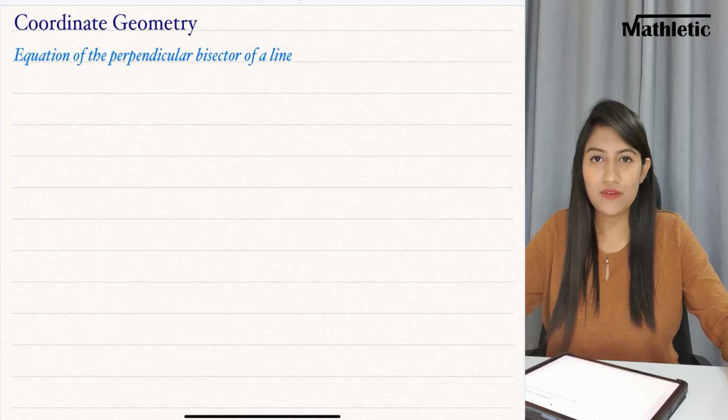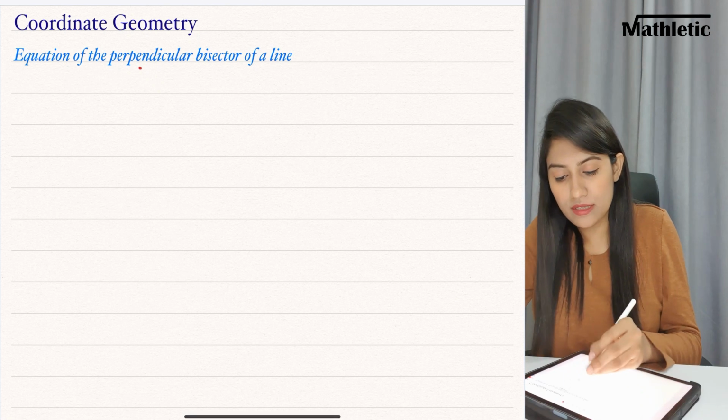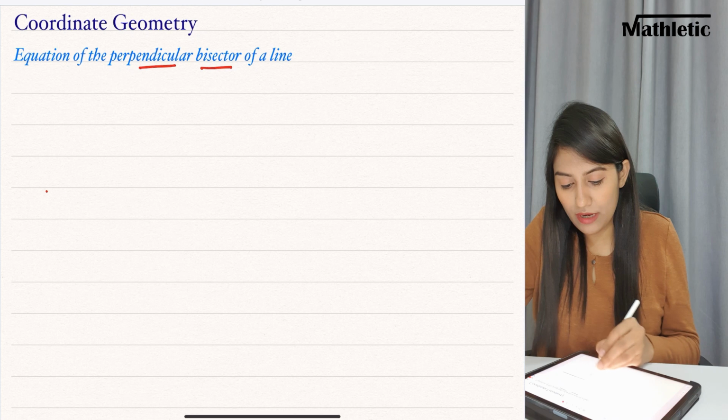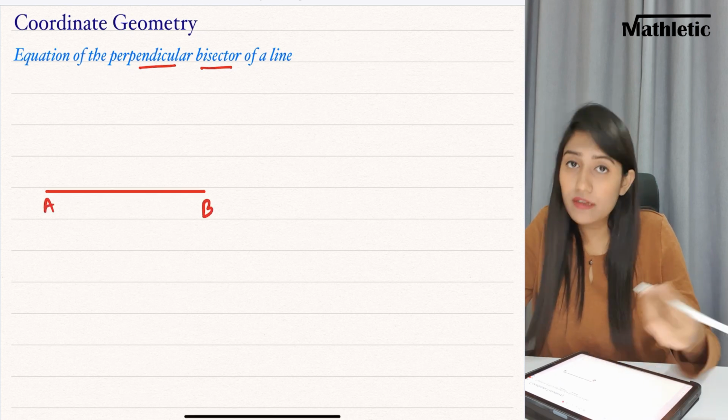Hello everyone, in this video I will discuss how to find the perpendicular bisector of a line. As you can see, the words here actually give you an idea about what we are trying to find, right? Suppose this is a line AB and you need to find the perpendicular bisector of this line.